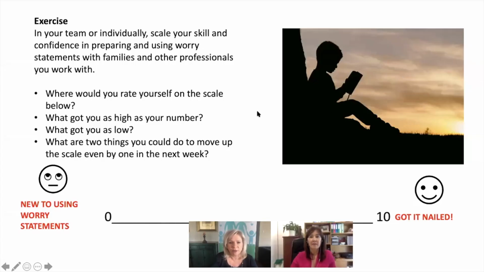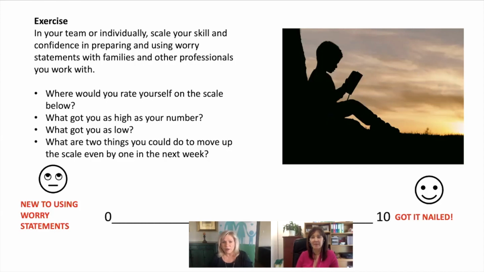Right. We want to leave everyone with a takeaway exercise. Can you see my screen, Tom? Yeah, we can. Okay, so take it back to your teams, or do it individually, but start feeling competent and confident with using worry statements. In your team or individually, scale your skill and confidence in preparing and using worry statements with families and other professionals that you work with. Where would you rate yourself on the scale below? 10 is, I've got it nailed, I do it all the time, I feel like it flows well. And 0 is, I'm new to using worry statements. I've never tried them, or I might have heard a little bit about them, but not used them. I haven't got the confidence and the skill to use them with families yet when I'm talking to them.